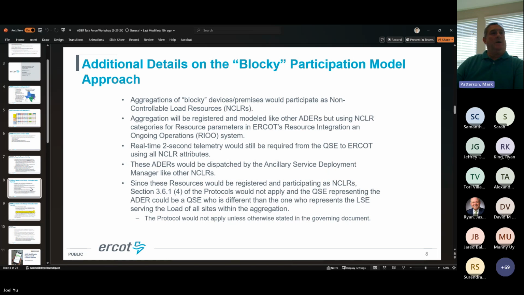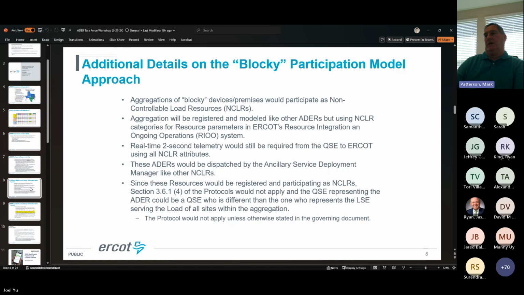These loads will register in RIOO and get modeled as a non-controllable load resource. Just like any load resource, they will be required to provide through the QSE 2-second telemetry. And in this case, they would be using the telemetry attributes for non-controllable load resources. Those are all defined in section 6.5.5.2 of the protocols, if you're interested in looking those up.